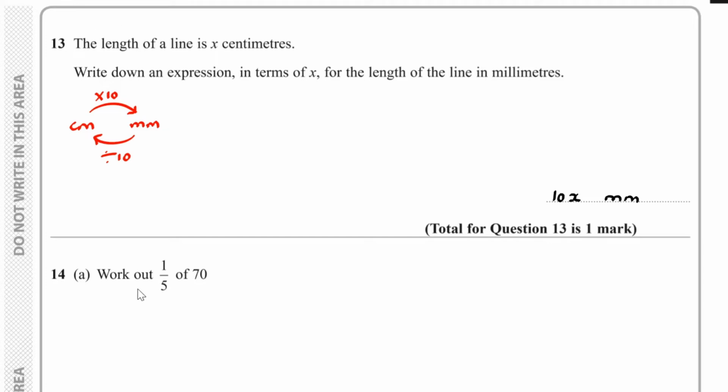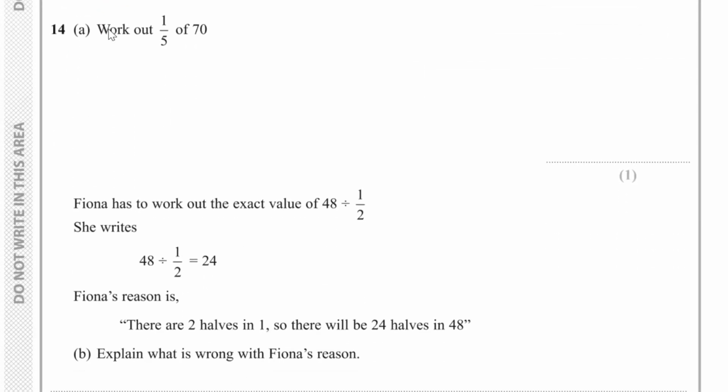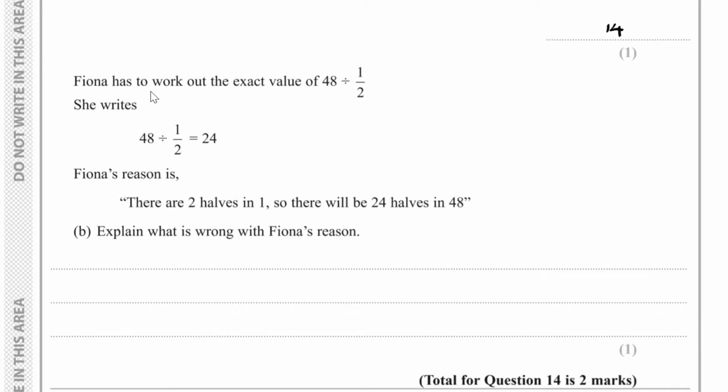For question 14, for part A of the question, we have to work out 1/5 of 70. Well, working out 1/5 of something, that's the same as dividing by 5. So 70 divided by 5, that's equal to 14. For part B of the question, Fiona has to work out the exact value of 48 divided by 1/2. She writes 48 divided by 1/2 equals 24. Fiona's reason for this is there are 2 halves in 1, so there will be 24 halves in 48. We have to explain what is wrong with Fiona's reasoning.